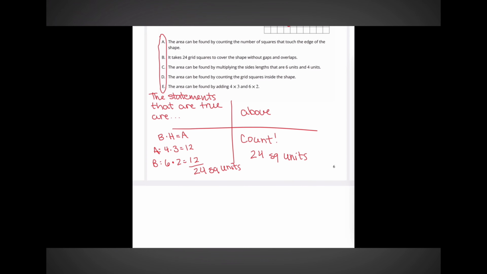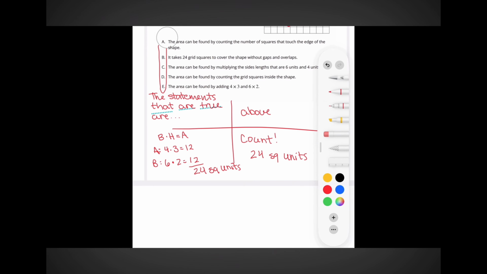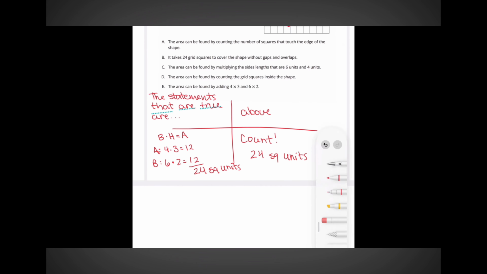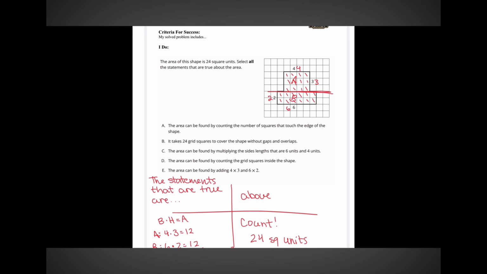Okay, let's talk about which statements are true. The first statement says the area can be found by counting the number of squares that touch the edge of the shape. Well, first of all, we know that's more to do with perimeter than area, so that's kind of a clue that it's probably not true, but we could do it. Let's count the squares. 1, 2, 3, 4, 5, 6, 7, 8, 9, 10, 11, 12, 13, 14, 15, 16, 17, 18. Not quite. We've got all these in the center missing. So that's not going to work. So no, that is not true.